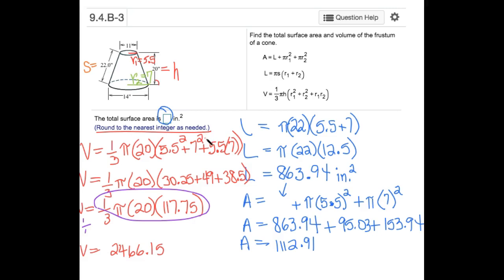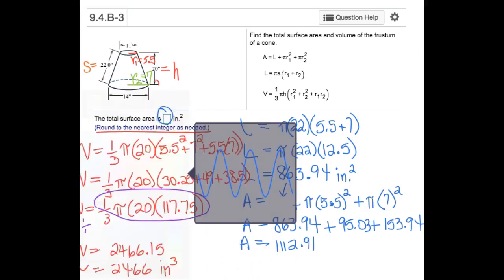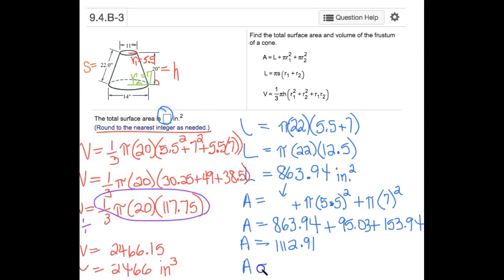Oh, and actually, I'm not paying attention to the directions. It says to round to the nearest integer. So for each of these problems, I want to be sure to do that. This 10th spot is a 1, and so this is going to stay as 2,466. I won't want to round up. Because it's volume, I know it's inches cubed for the units. And then for area, I want to round up to 1,113, since this 9 in the 10th spot is going to cause that 2 to round up. And I know that inches is squared, so that would be inches squared.